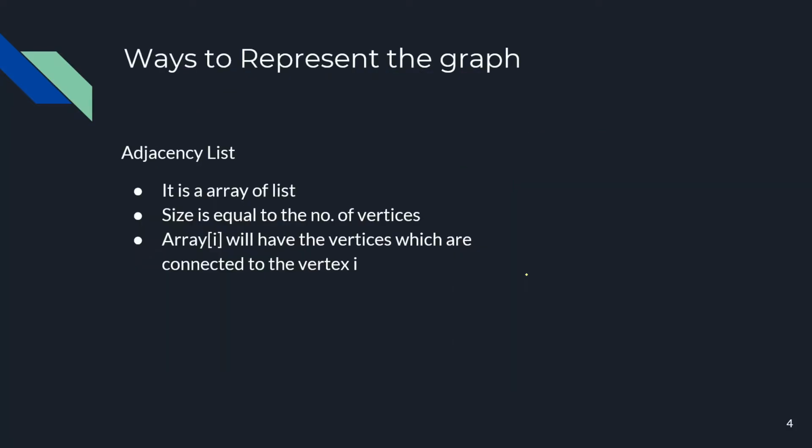Now we will look at the ways to represent the graph. We have two types of ways in which we can represent the graph. The first we will look at is the adjacency list. It is an array of lists and its size is equal to the number of vertices, and the array's ith position will represent the connected vertices of the vertex i.